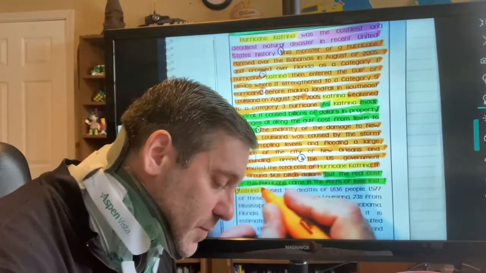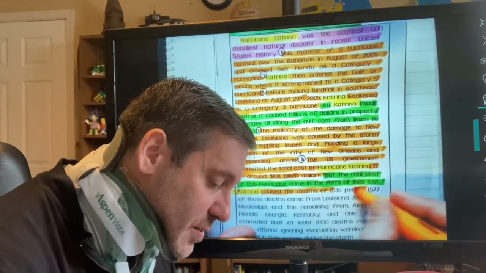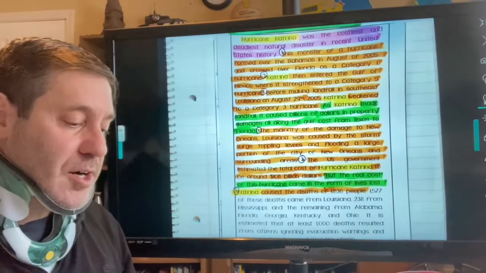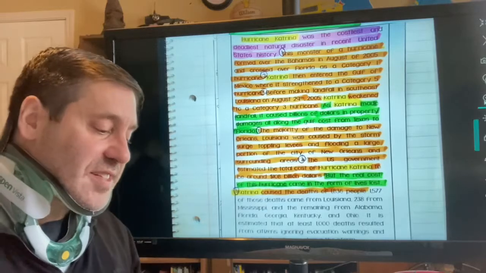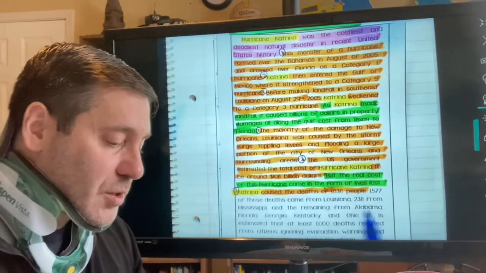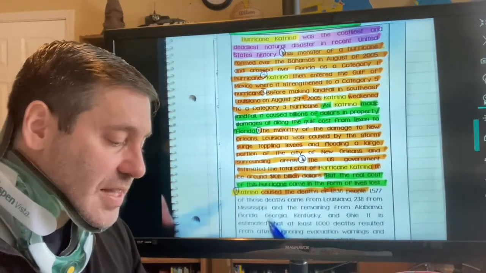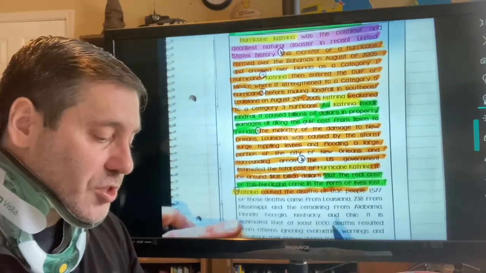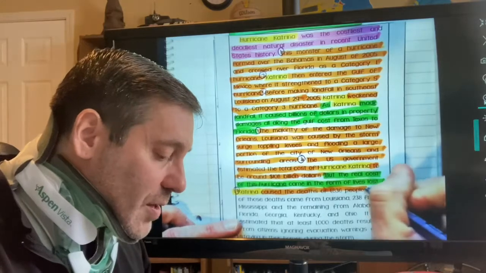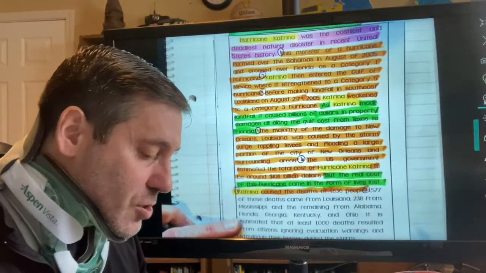Katrina caused the deaths of 1,836 people. 1,577 of those deaths came from Louisiana, 238 from Mississippi, and the remaining from Alabama, Florida, Georgia, Kentucky, and Ohio. This is supporting detail number 2.